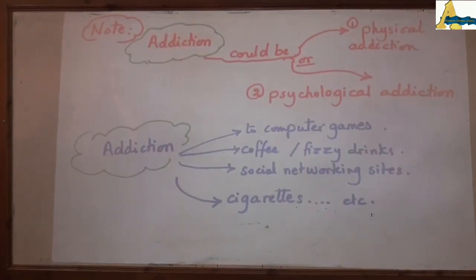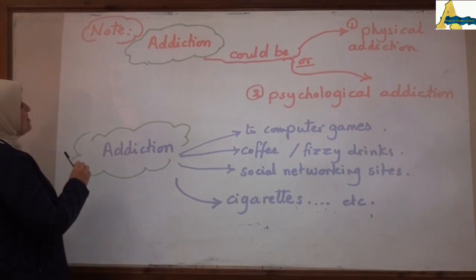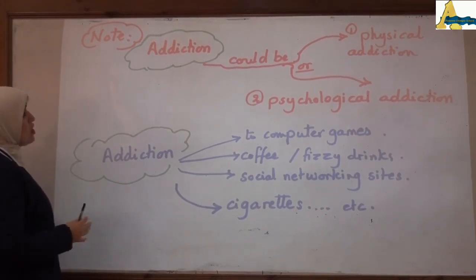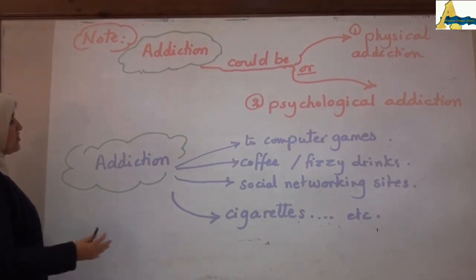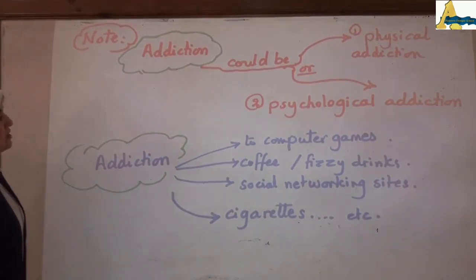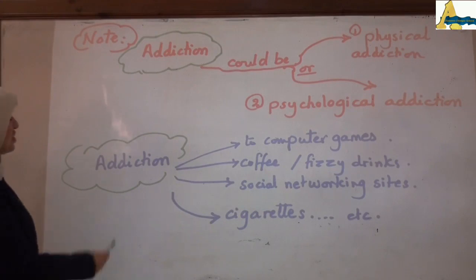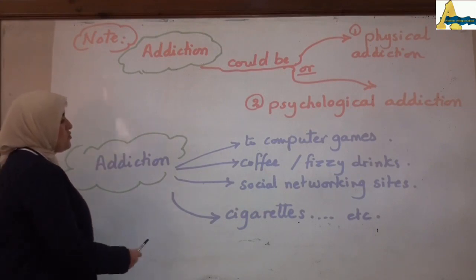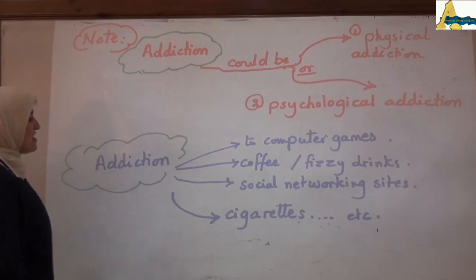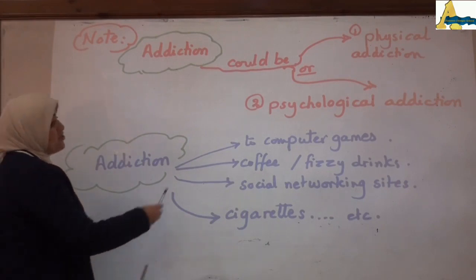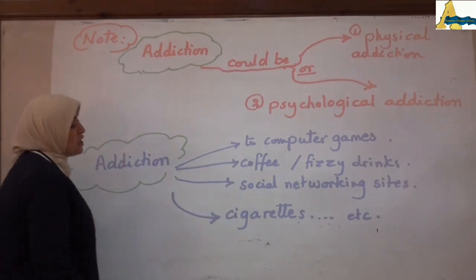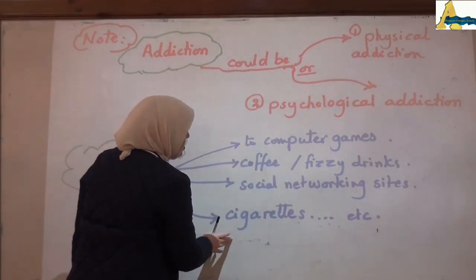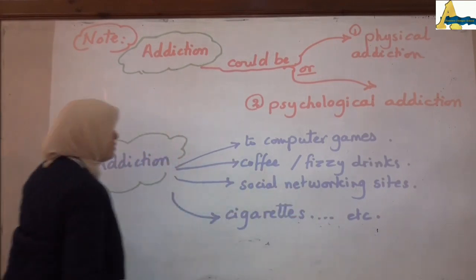Note things that should be referred back to in this unit, and maybe they are supposed to be taken for your projects. These are some of the titles that could be used for the project: physical addiction or psychological addiction. What do we have to say about addiction here? You might be addicted to computer games, coffee, fizzy drinks, social networking sites, cigarettes, and other things, etc.